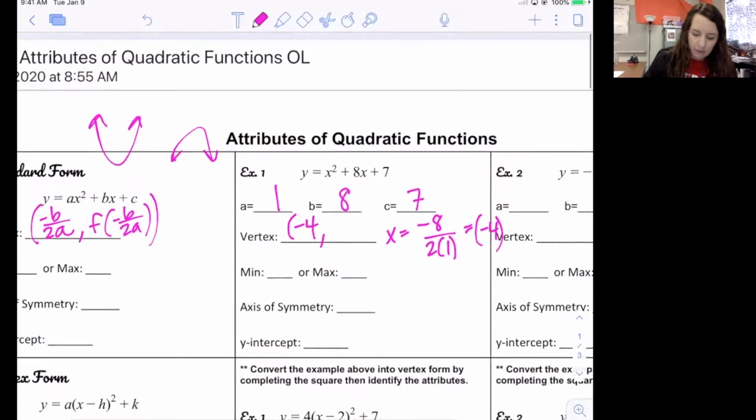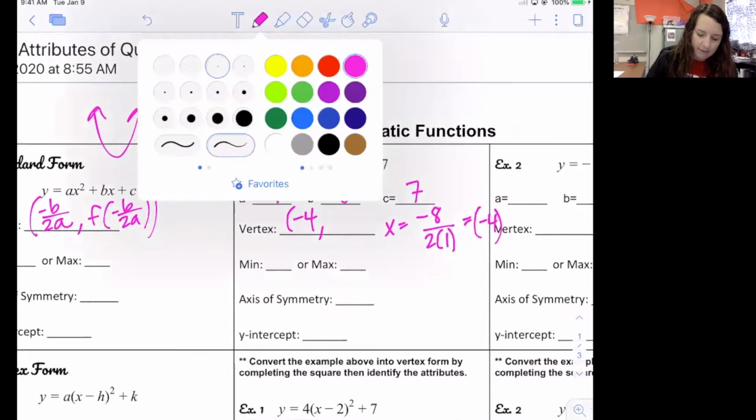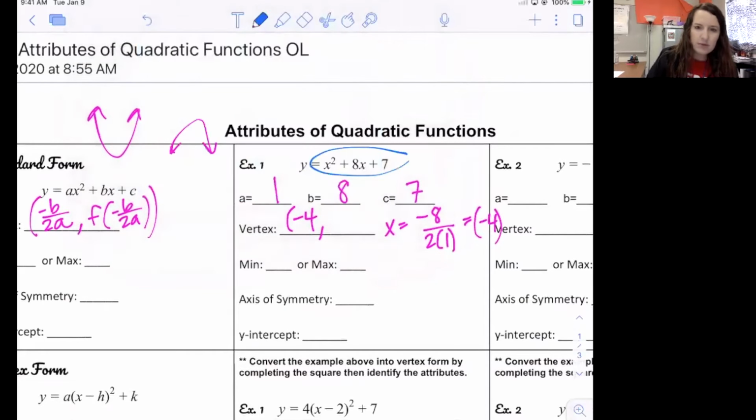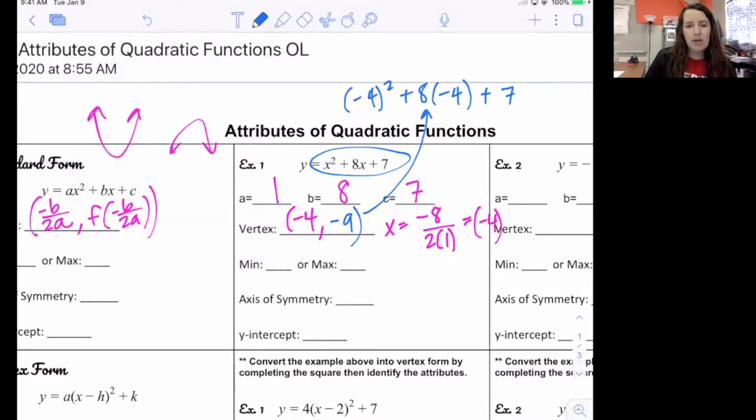For the y value, we're going to take that negative 4 and plug it back into our original equation. So we're going to have negative 4 squared plus 8 times negative 4 plus 7. If we plug that into Desmos, we would get negative 9. So our vertex for this particular parabola is at (negative 4, negative 9).